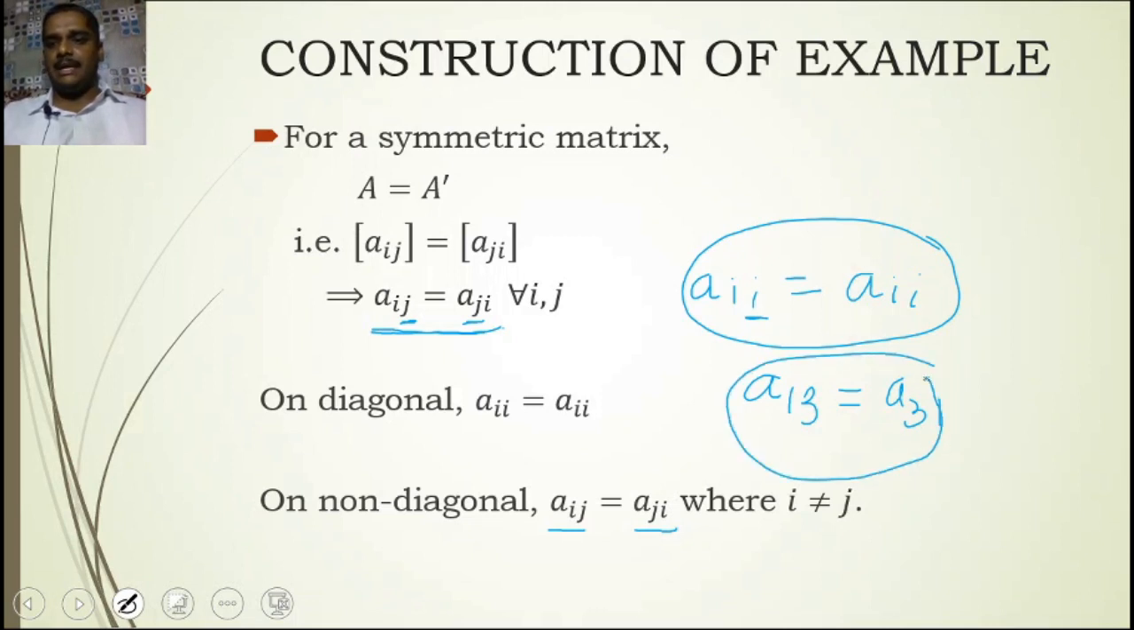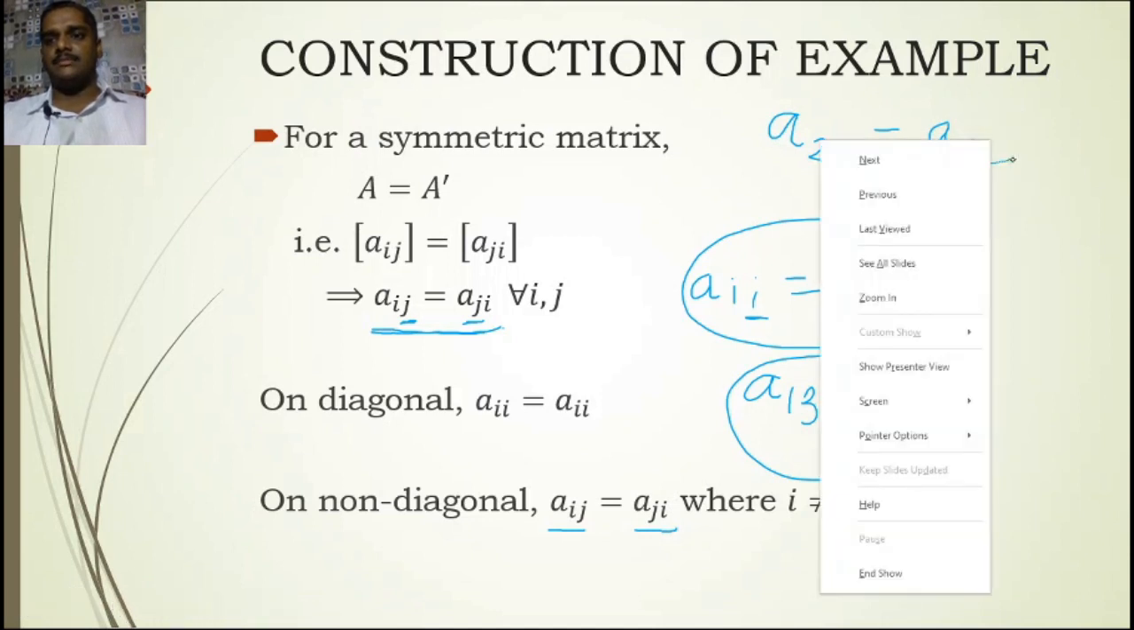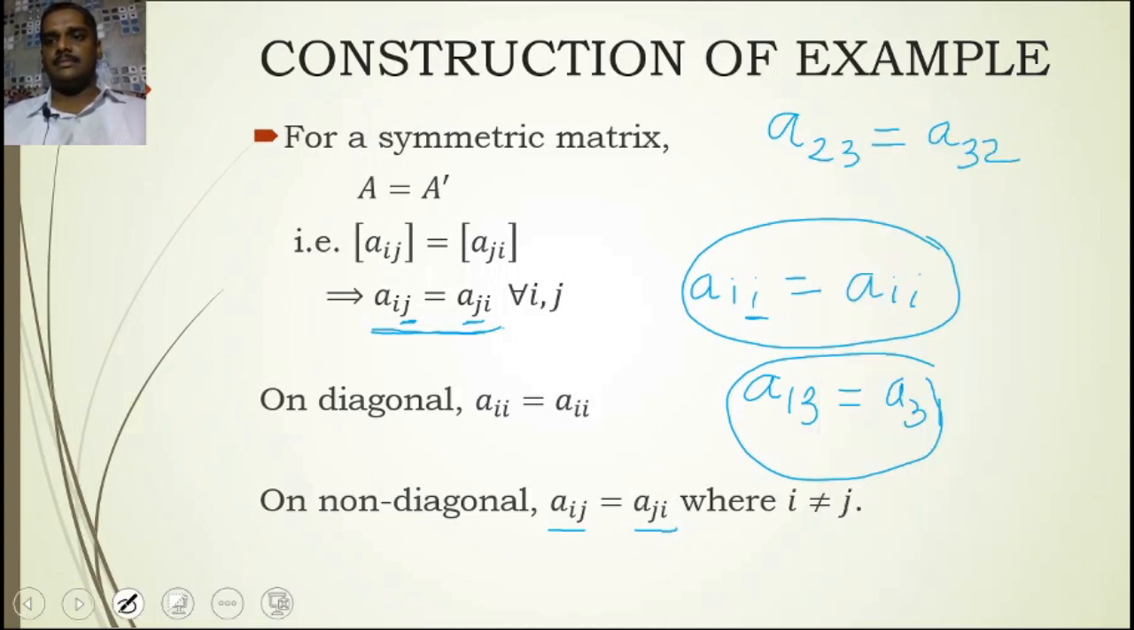So let me pick another one. Suppose I pick a non-diagonal entry a23. The element present in the second row, third column will be the same as the element present in the third row, second column. So there is something special about non-diagonal entries. I usually say cross diagonal entries should match. I call this type of thing cross diagonal entries.